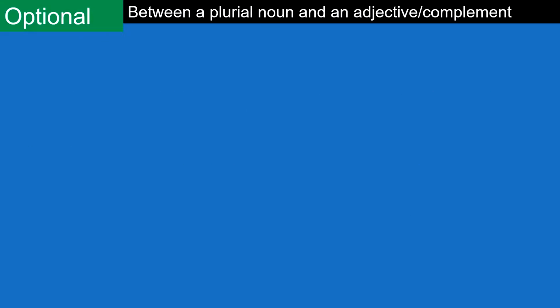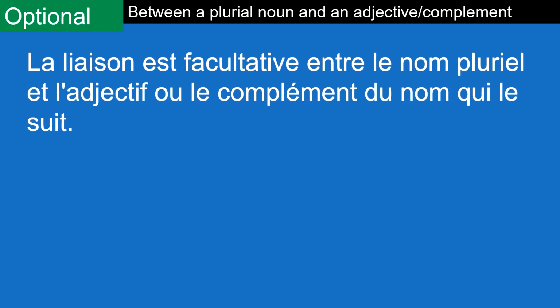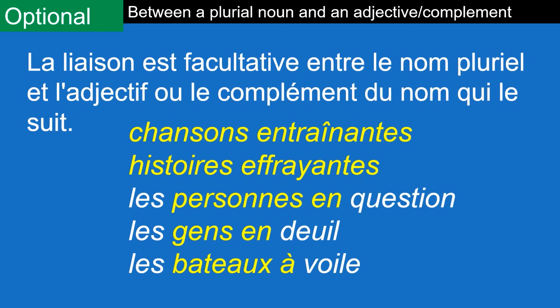When la liaison is not forbidden and it is not mandatory, you have the choice to use it or not. You have the choice to use la liaison or not to use it between a plural noun and an adjective or a complement to the noun. For example, chanson entraînante or chansons entraînantes. Histoire effrayante or histoires effrayantes. Les personnes en question or les personnes en question. Les gens en deuil, les gens en deuil. Les bateaux à voile, les bateaux à voile.